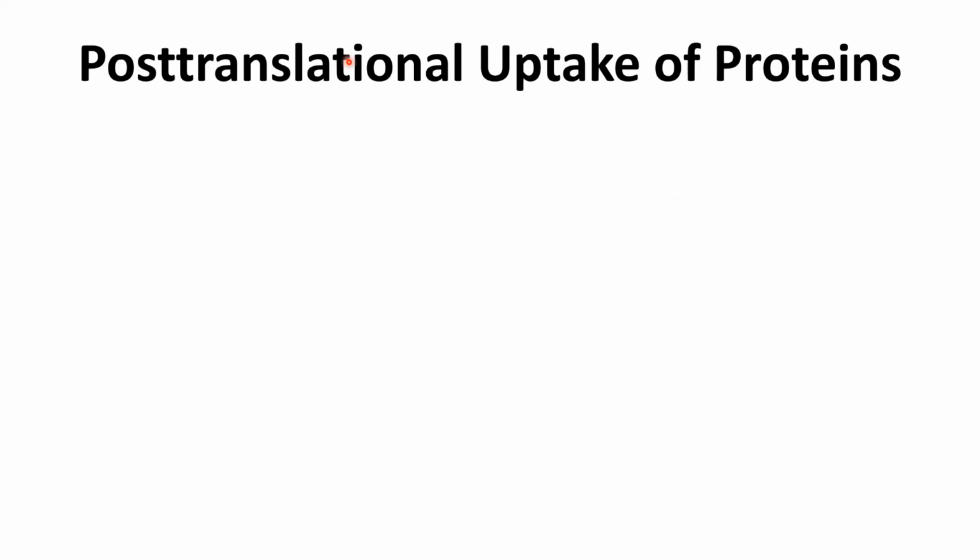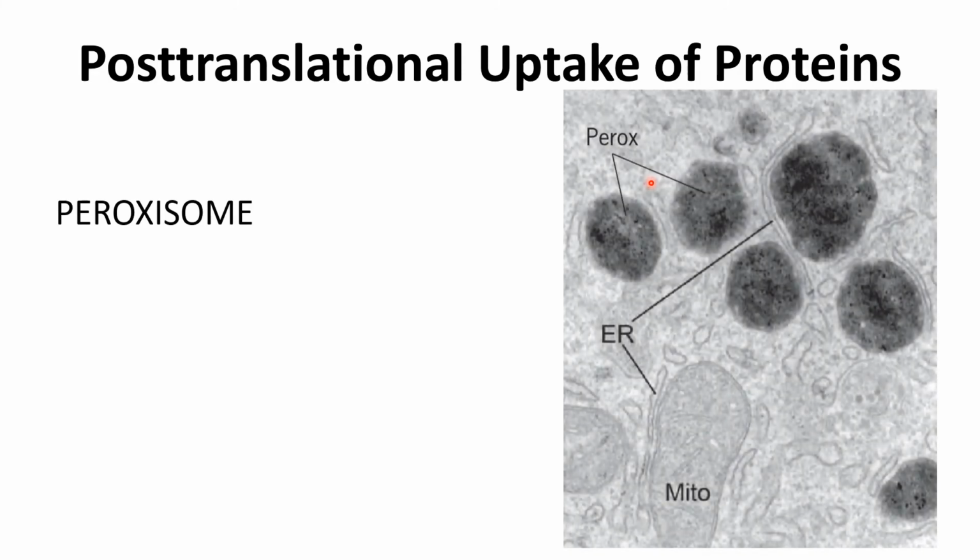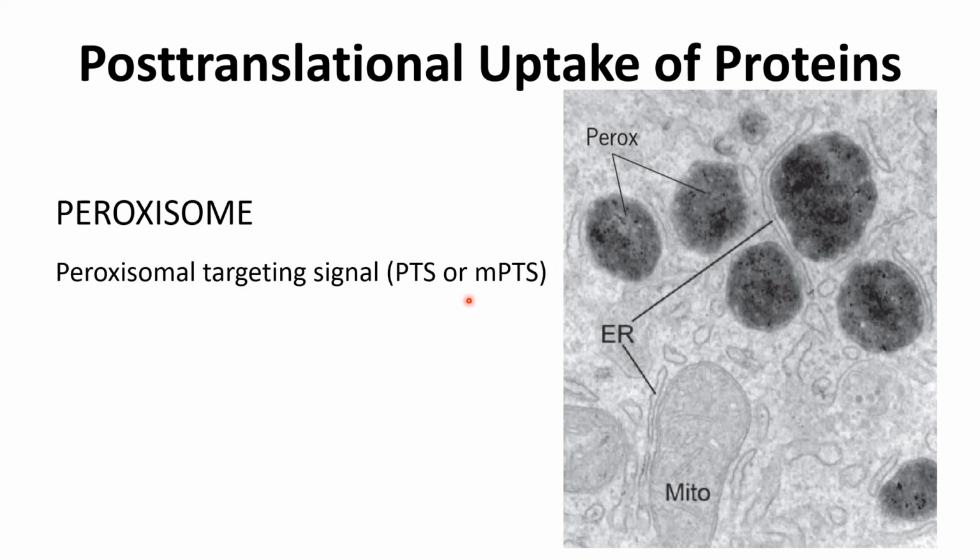And then, of course, the post-translational uptake of proteins. So how are the proteins carried to the other membranous organelles of the cell? First, in the peroxisome. The peroxisome would be able to get the proteins that it needs from the ER and the Golgi apparatus, because those proteins will have a peroxisomal targeting signal. And then the peroxisome will also have translocons or channels on its membranes that will allow the protein which contains the PTS, the signal, to enter the peroxisome.